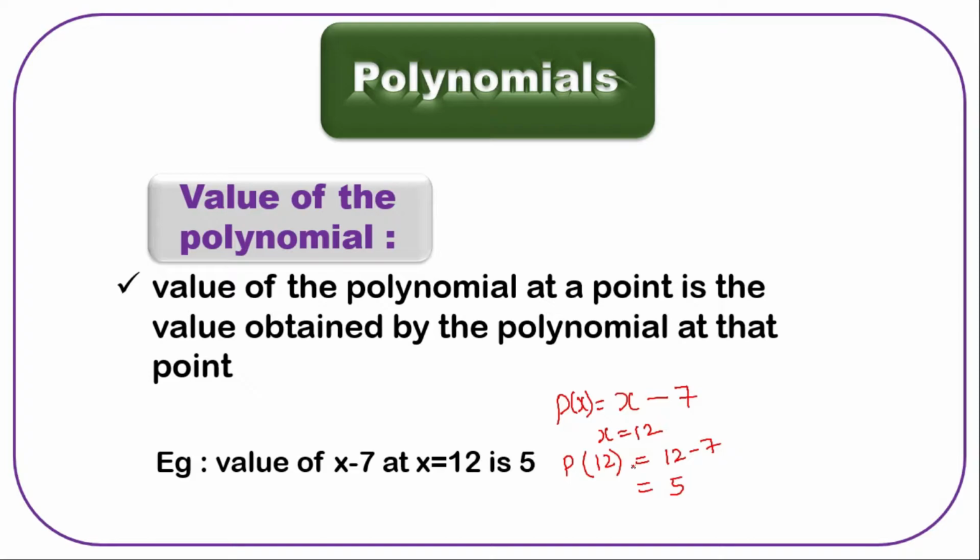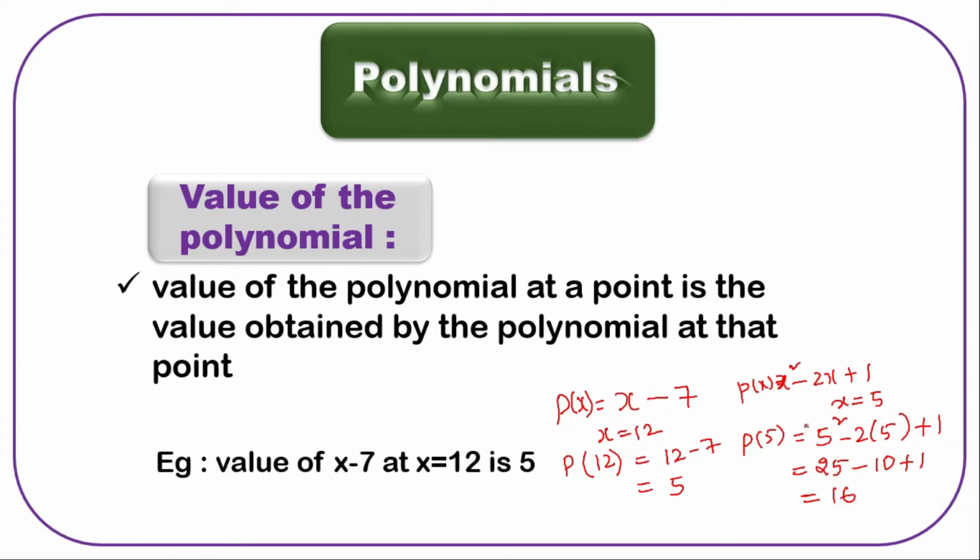In the same way, we can take any polynomial like x square minus 2x plus 1. Let us take the polynomial as p of x. Value of this polynomial at x equals 5, suppose. So p of 5 equal to 5 square minus 2 into 5 plus 1. So 5 square value is 25 minus 10 plus 1. 25 plus 1 is 26, minus 10, 16 is the value of x square minus 2x plus 1 at x equal to 5. Right?